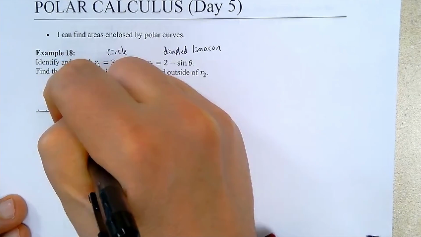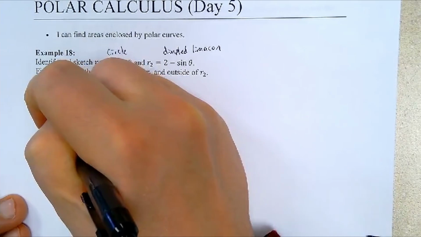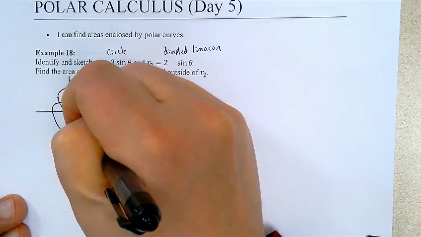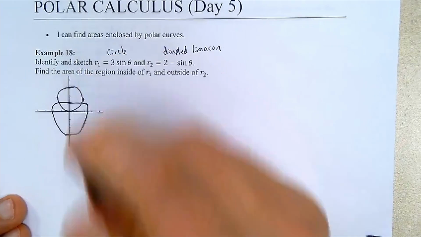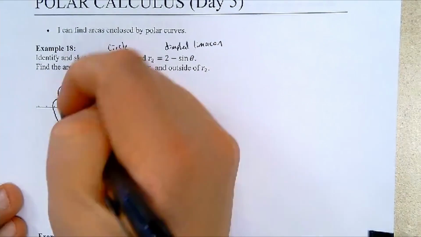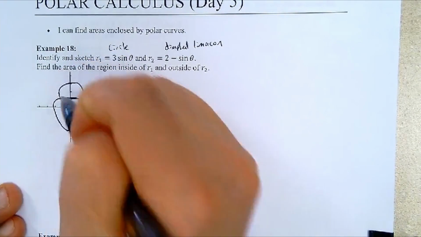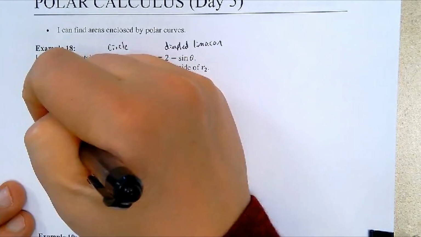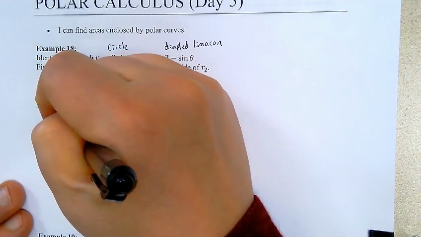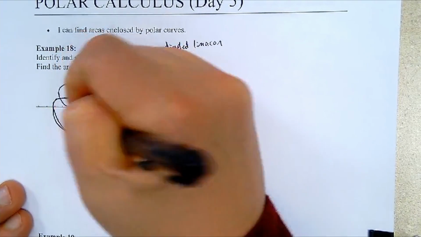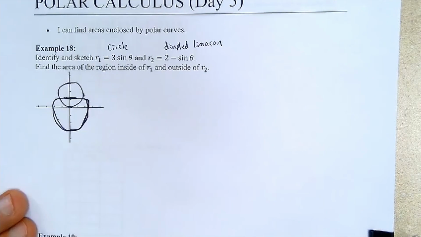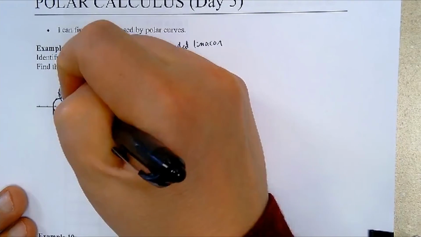And I'm going to eyeball it. Something kind of like that. It's a really terrible dimpled limaçon, but the flat spot is on the top half of it there, and then it's kind of a circular shape through there. Okay. And the area that we are looking to find is the area inside the circle and outside the dimpled limaçon.